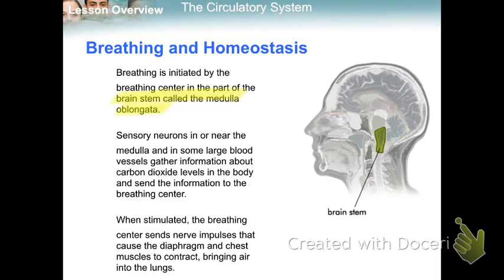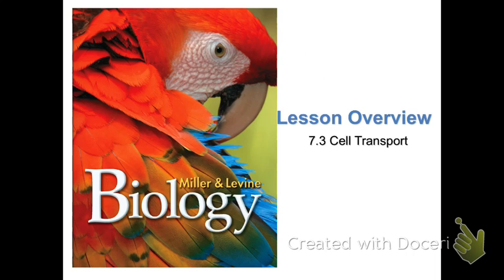Sensory neurons there gather information about carbon dioxide levels and send that information to the breathing center. Then the breathing center will send impulses that cause the diaphragm and chest muscles to contract, bringing air into the lungs. If carbon dioxide levels are high, breathing rate will go up. If carbon dioxide levels are lower, breathing rate will go down. Next up, cell transport.